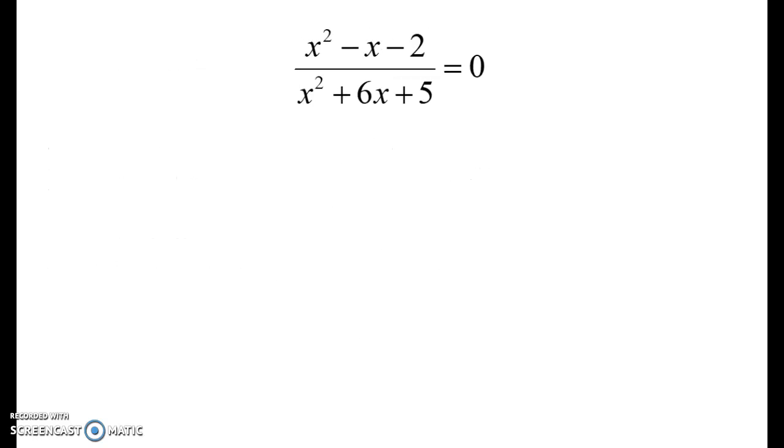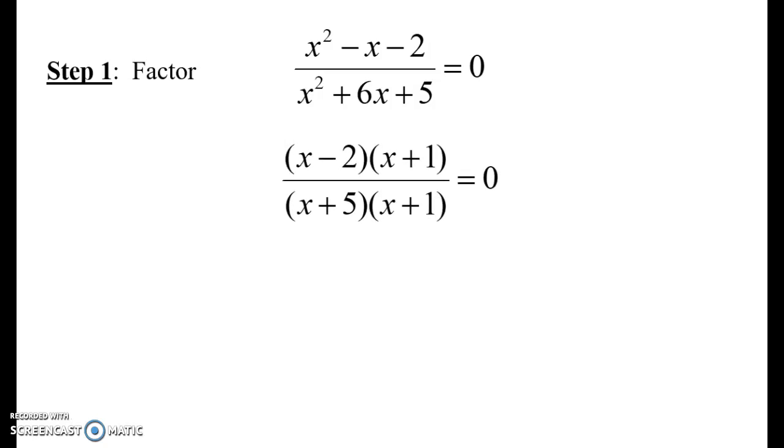In the next example, we'll see how it's a little more complicated, just because there are other things to do inside with crossing out things. Okay, so step 1 still is factor the problems. We have a quadratic on the top of our fraction in the numerator and a quadratic in the bottom in the denominator. If we factor them both, on the top we're looking for something that multiplies to negative 2 and adds up to negative 1. On the bottom we're looking for something that multiplies to 5 and adds up to 6. So your factors should be this: x minus 2 and x plus 1 at the top, and x plus 5 and x plus 1 at the bottom.